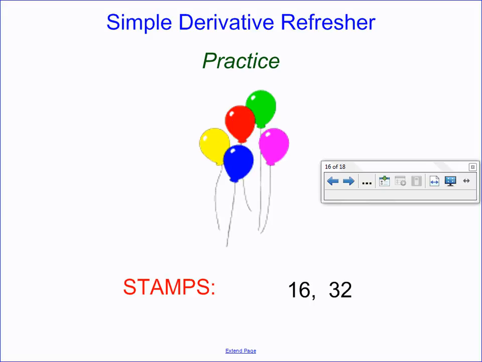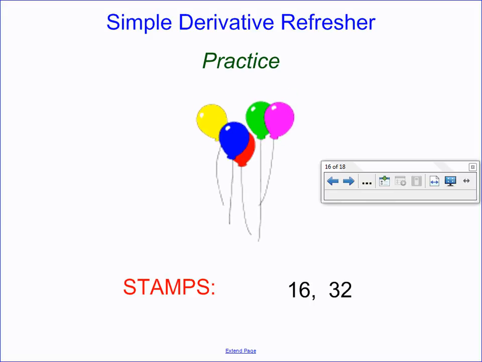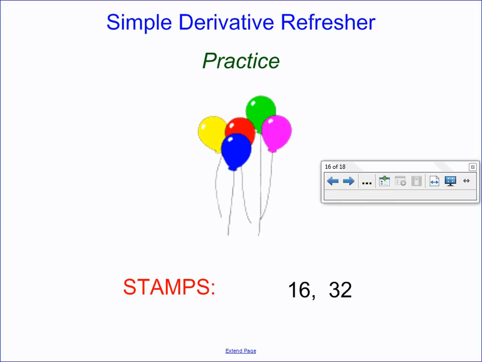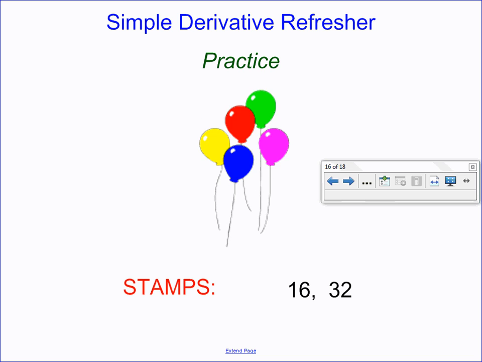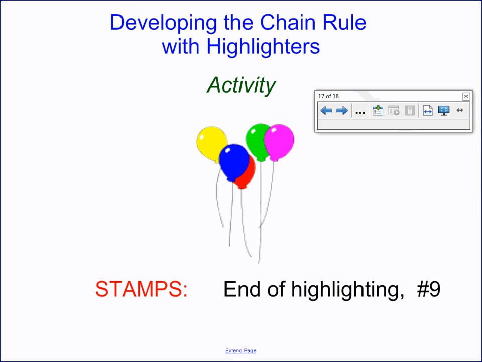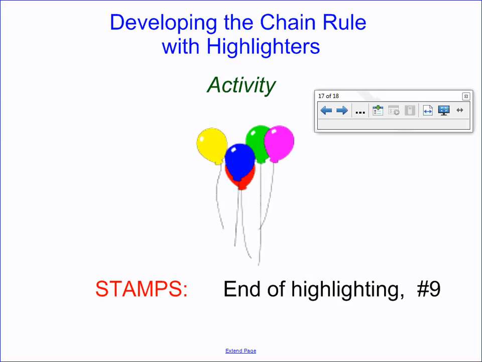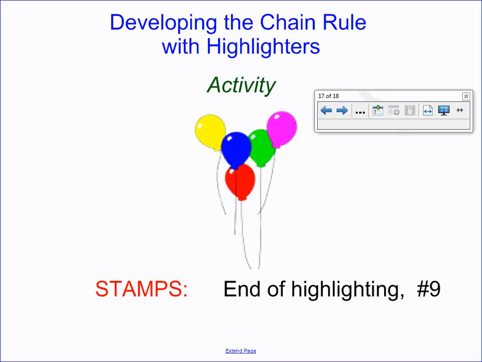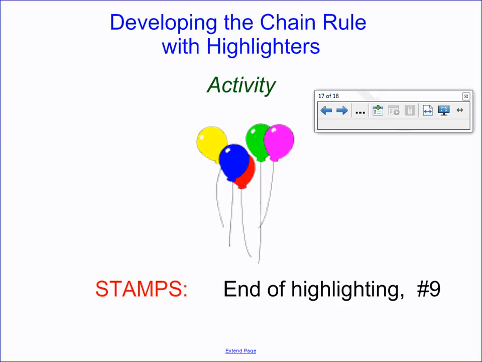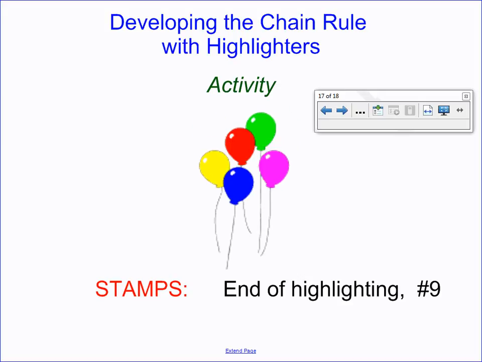After you check the first half, you get 1 stamp. After you check the second half of problems, up till number 32 is where I'll place that second stamp. And again, that's based on you checking with the posted answer key. After you've gotten your simple derivative stamp on 32, then it's time for you and your partner to work on the highlighting activity. So the highlighter activity is called developing the chain rule with highlighters. When you're done with the highlighting, you get 1 stamp, and then you have 9 short derivative problems where you select and use the appropriate rule. When you're done with the last one, number 9, you raise your hand and you get your final stamp.